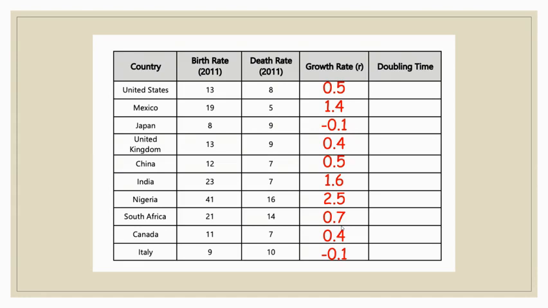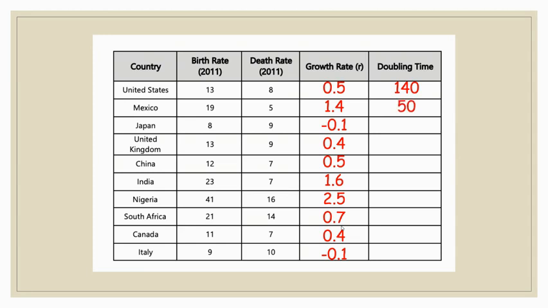For the doubling time, you're going to take 70 and divide it by that growth rate. So the doubling time of the US population is going to be 140 years, right? When you divide 70 by 0.5. So pause the video, calculate the other doubling times by taking 70 divided by the growth rate. And after you've completed all of those, come back to the video, start it up, and check your answers.